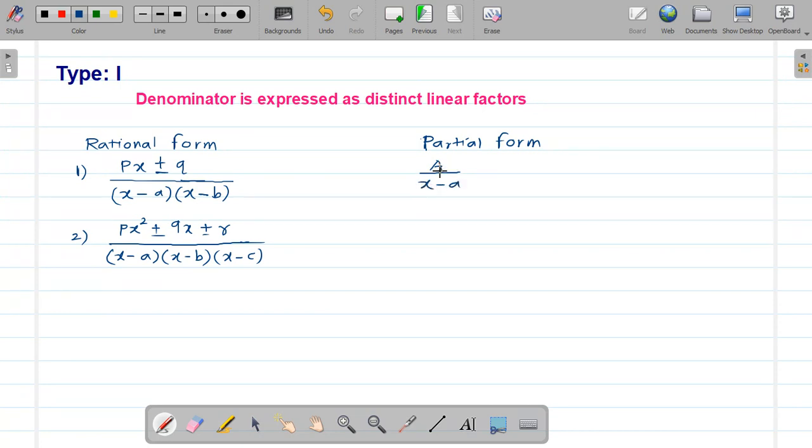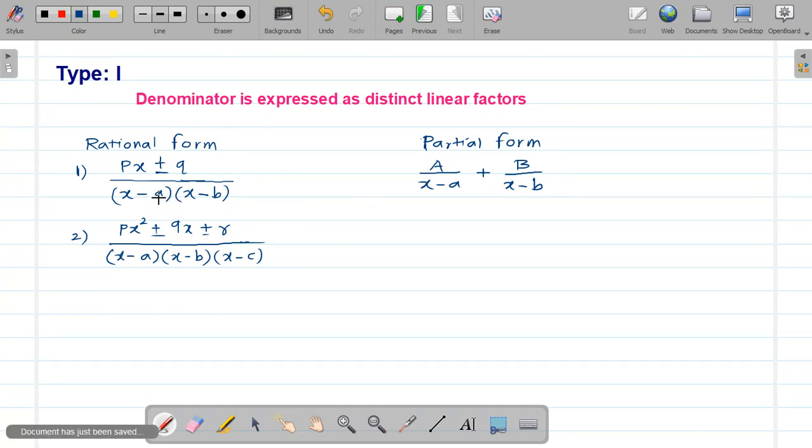I will take the capital A as a constant plus capital B upon another linear factor. Means we express (px plus or minus q) upon (x minus a) into (x minus b) in the partial form as A upon x minus a plus B upon x minus b. Then by comparing, we have to determine the value of constant A and constant B, and then you can integrate this.